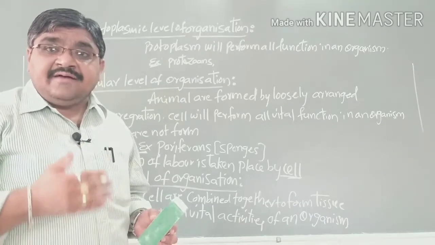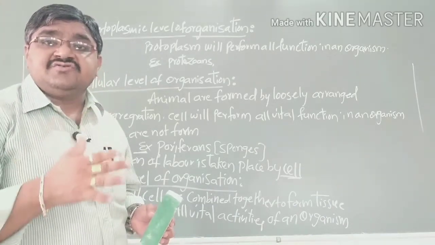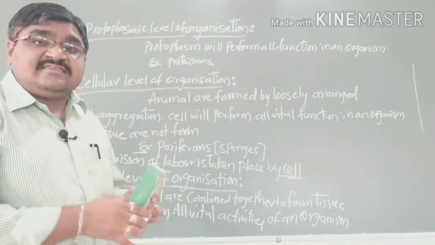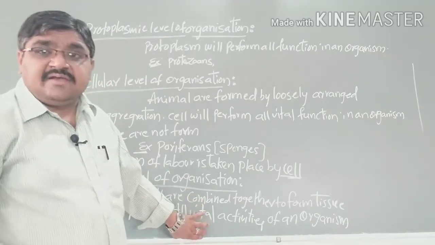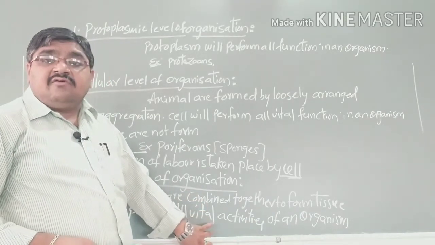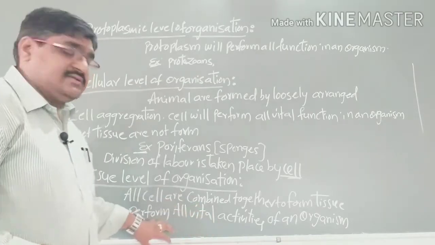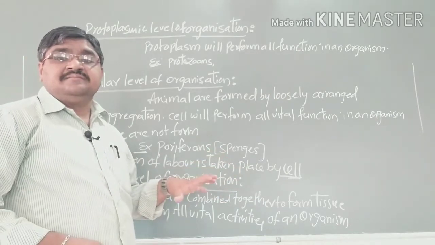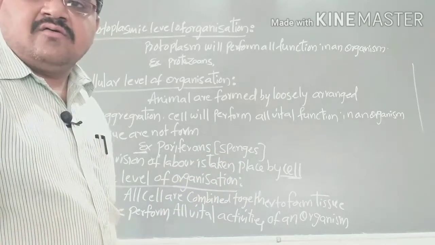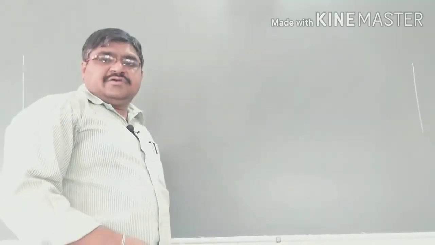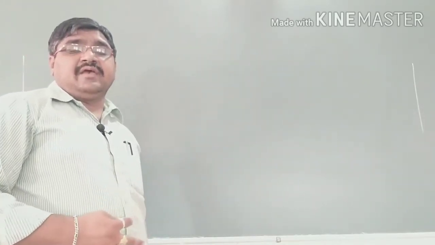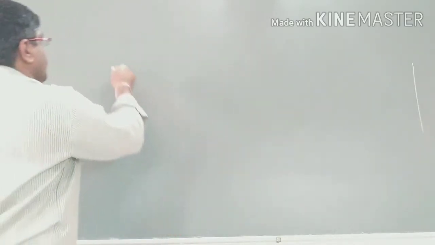In our body there are four fundamental tissues. These four fundamental tissues are formed at this level only. So this level of organization we call the tissue level of organization. What those are, we'll discuss now. In this level the tissues are forming.